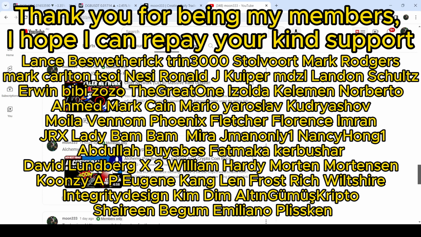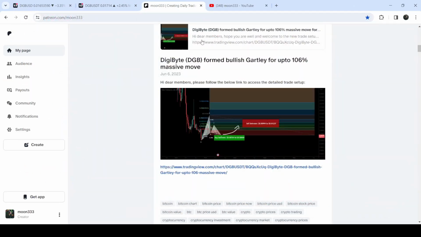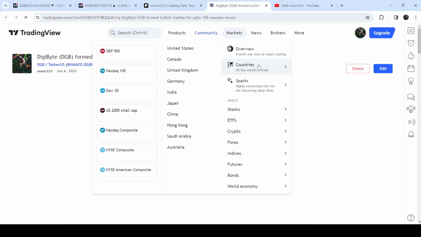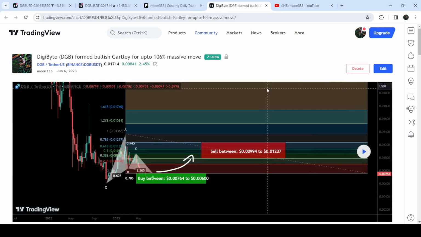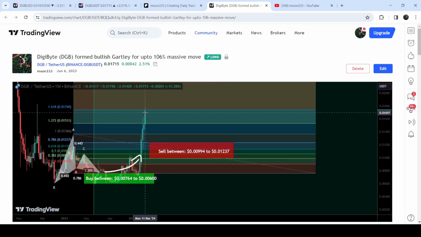Let's start the analysis. First of all, let me begin with this long-term trade signal that I shared with my members on 6th of June 2023. It was a quite long-term trade signal because this move was formed on a weekly time frame chart. This was a very big harmonic bullish reversal Gartley pattern. If I play this chart, you can see that the price then started a very massive reversal from this buying zone and rallied beyond the sell target zone. So far, it has pumped almost 200%.